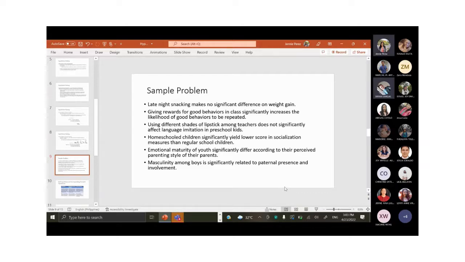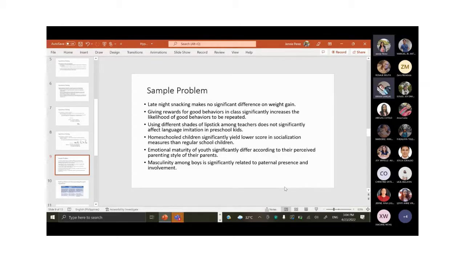Is that a null hypothesis or alternative hypothesis? Null hypothesis, no? Null hypothesis. It is, yeah, that's right. It is a null hypothesis. Now, is it directional or non-directional? Non-directional. Yeah, it is non-directional. Tama.